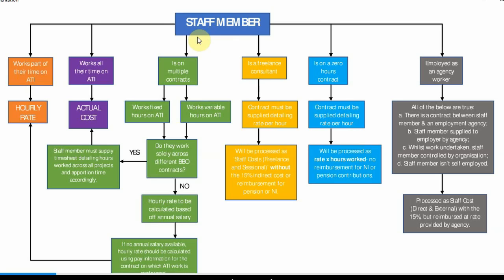I've provided a flowchart for you here to show how we process these staff costs. The most simple of which is, do they work part of their time on ATI, then the hourly rate? Do they work all of their time on ATI, then the actual cost?